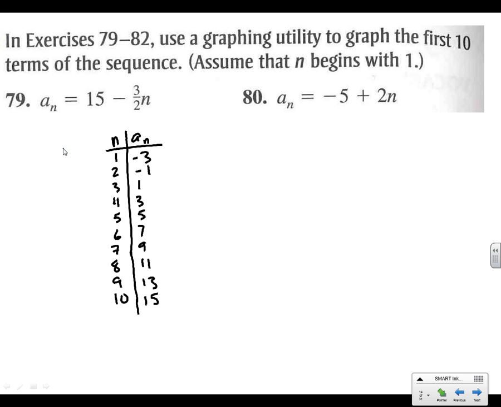All right. And so if we were to graph this, it would look like this. 1 and negative 3. And then we're jumping up by 2 each time. Okay. And so these would just be the dots. It's not a connected line because we're just plugging in whole numbers for n. Okay, so you don't get to connect the dots here.